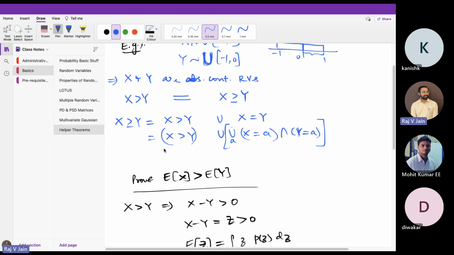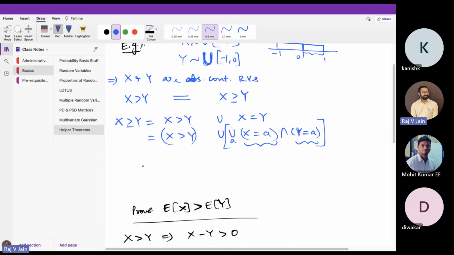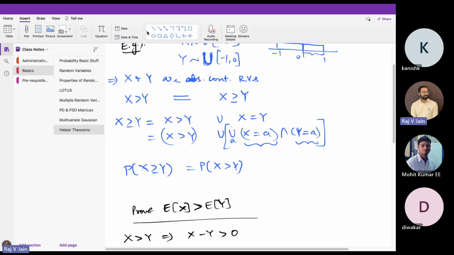So these two are mutually exclusive events, right? And here also these two are mutually exclusive events. And what will end up happening is when you look at the probabilities of the left-hand side event and the right-hand side event, these probabilities will be zero, exactly because they're absolutely continuous random variables. So therefore, in the probability sense, the probability that this event happens is the same as the probability that x greater than y happens, right? Okay, so just keep in mind these small things.